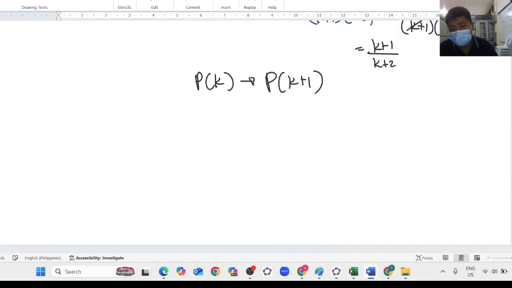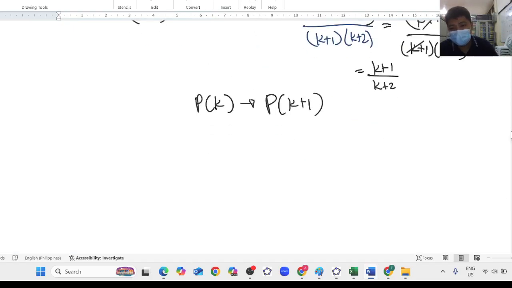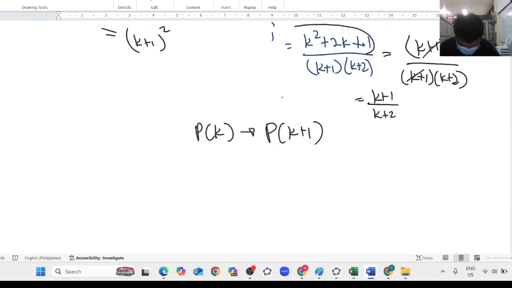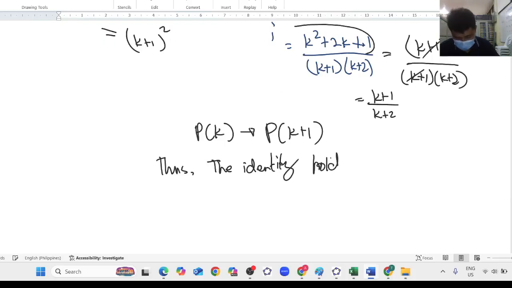Thus, that is all true. The identity above holds for all n greater than or equal to 1, where we started.